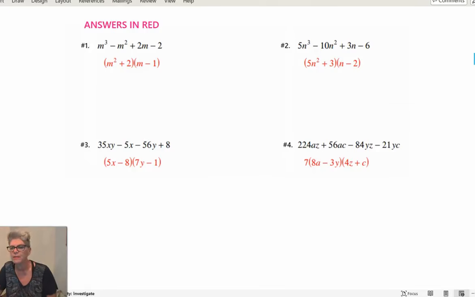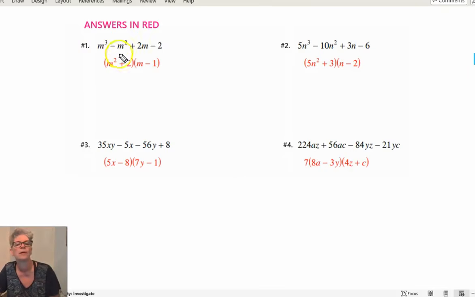Okay, in this video we're going to be looking at factoring by grouping, and it happens exactly as the name suggests. And so I've got some examples here. Here's 4 examples, and the answers are given in red. So hopefully we're going to be able to get the answers in red.